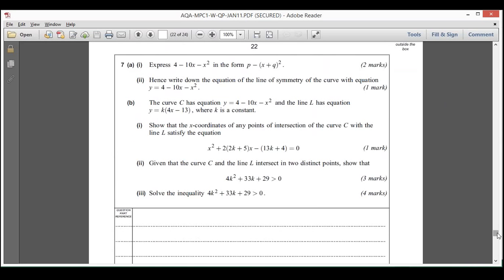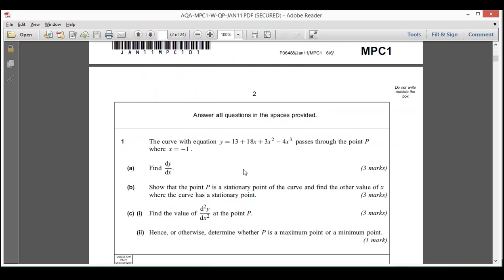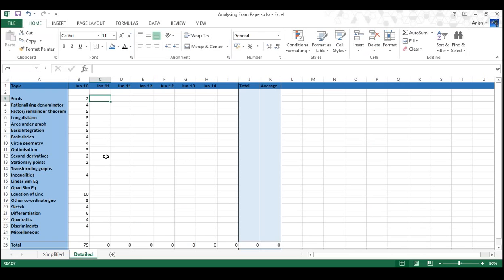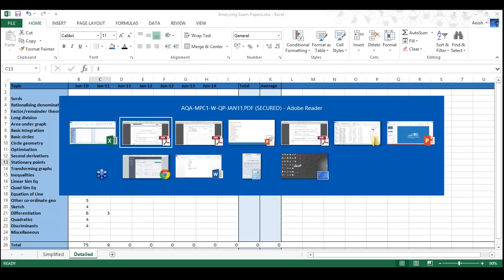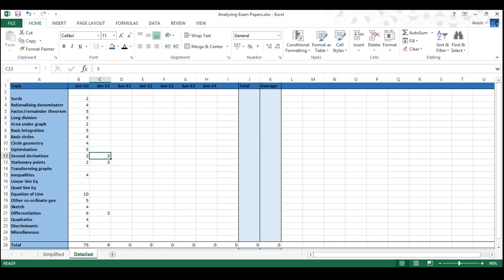January 11th. Find dy by dx, 3 marks. Stationary point, 3 marks. d2y by dx, 3 marks. And minimum point. So differentiate, stationary point. Differentiation, 3 marks. Stationary point, 3 marks. Second derivative was 3. And the last bit is maximum, minimum. Probably put that under second derivatives as well, making that 4.